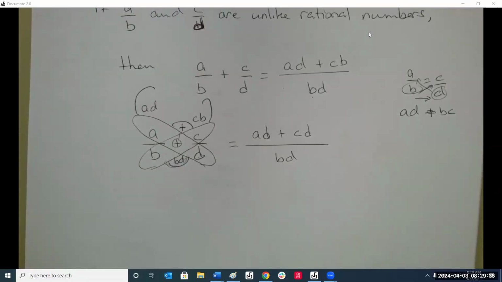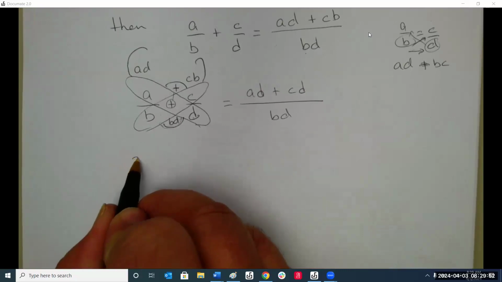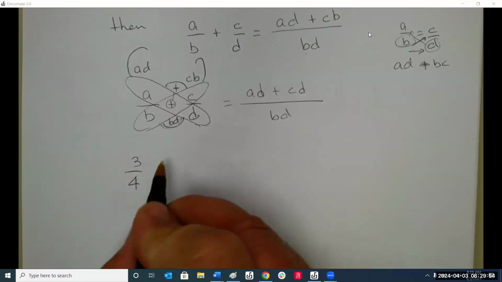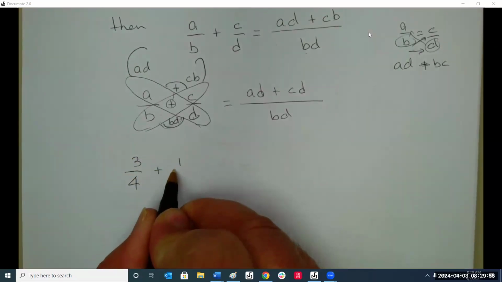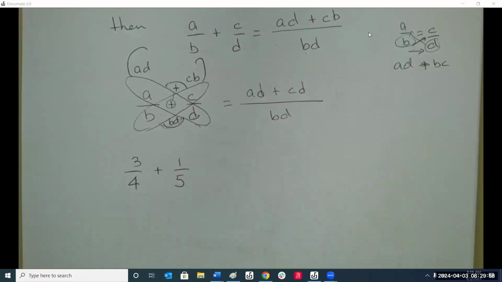But you have to make sure the students know how to do what first to make this work. Exactly. They have to remember how to multiply and add. Addition will be an easy one for them, but multiplication is going to be the more difficult one. Example: 3/4 plus 1/5.